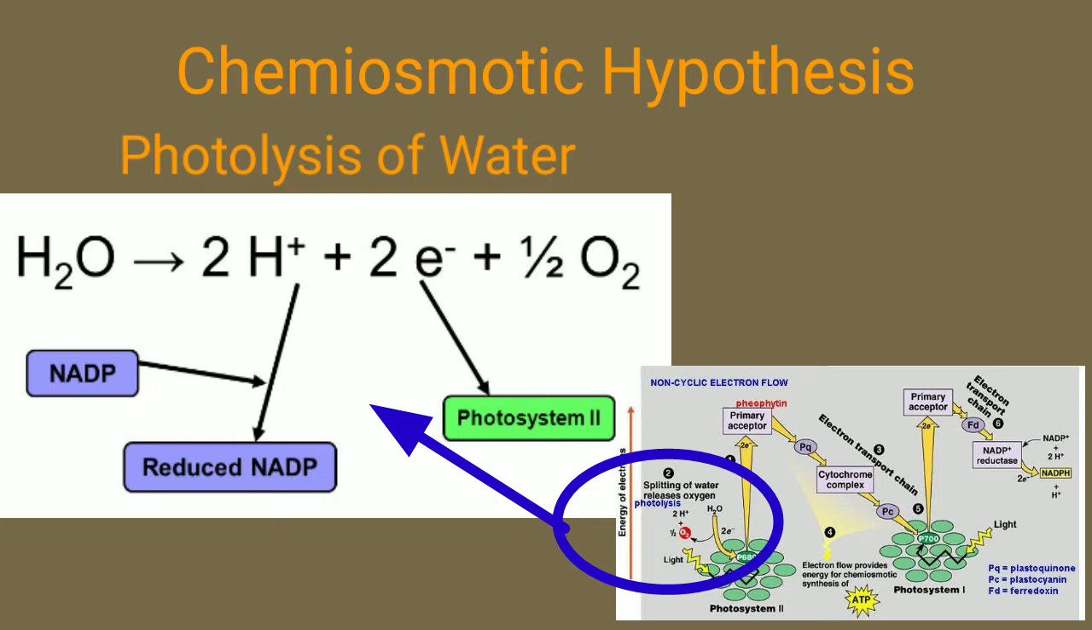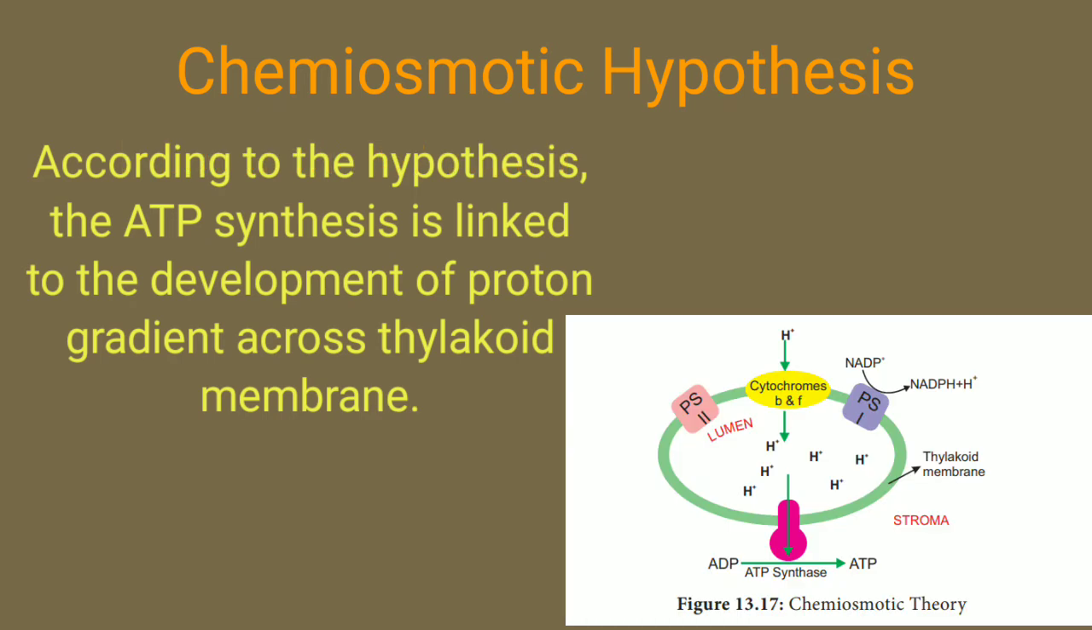And in order to produce oxygen molecules, which happens during the photolysis of water, some extra protons start to increase there in the thylakoid membrane. Therefore, according to this hypothesis, ATP synthesis is very much dependent upon the proton gradient, that is, the increase in the number of H+ ions across the thylakoid membrane. And the actual site of this ATP synthesis is the ATPase complex.